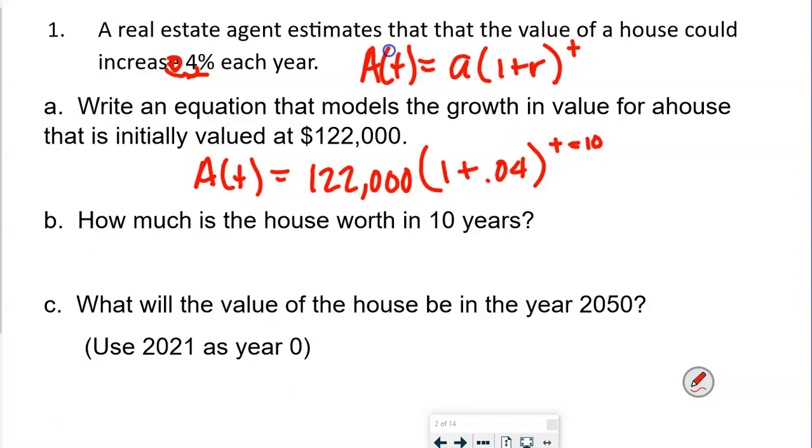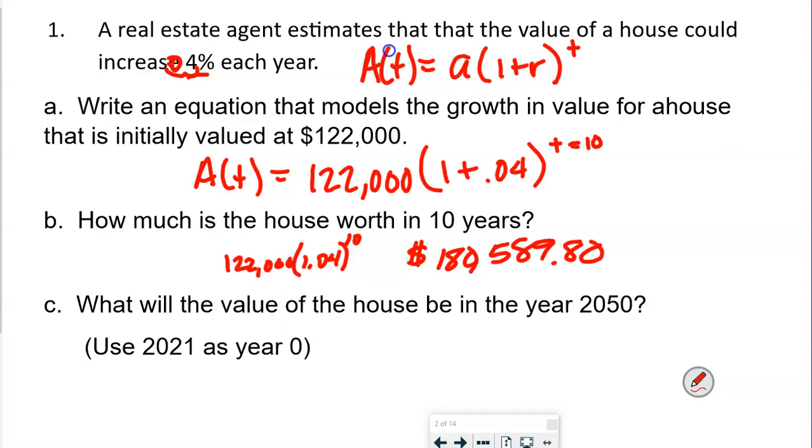Okay, so when we talk about how much is the house worth in 10 years, then we're going to apply that 10 to that. So when we do this, again, remember, it's going to be 122,000. And this will be 1.04 when we add those two together, and we're going to take that to the 10th power. Okay, so when we do this, we're going to get $180,589.80.